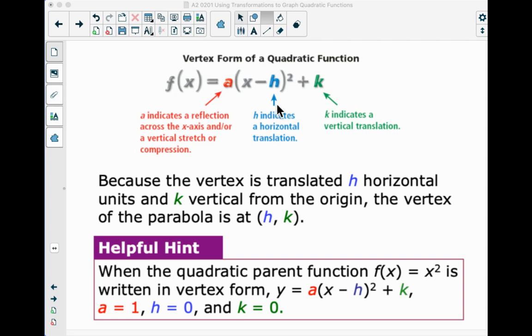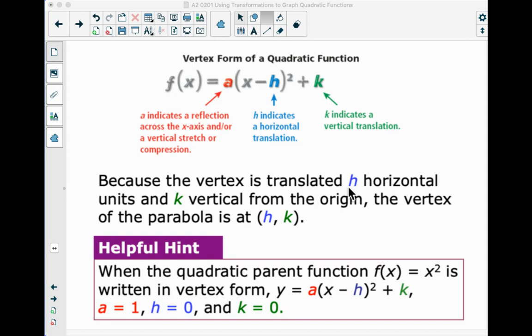All right, vertex form of a quadratic function. Hey, this is nice because guess what? You've already seen this. You did this in chapter 1. This, in front of the parentheses, indicates the reflection if it's negative, and it also tells you if it's a vertical stretch or compression. The H inside with the X indicates a horizontal right or left translation, and the K at the back indicates a vertical up or down translation.